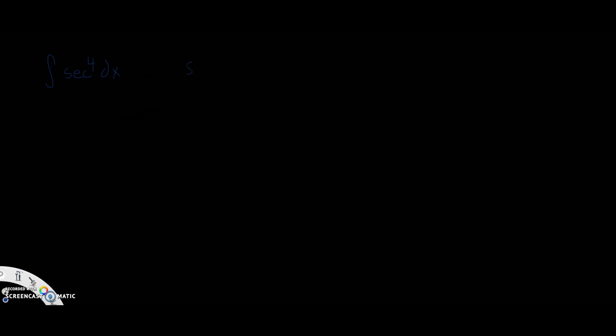So now we know secant squared x is equal to 1 plus tangent squared x. So now I could break this up as secant squared x times secant squared x dx. So now you could also write 1 plus tangent squared x times secant squared x.